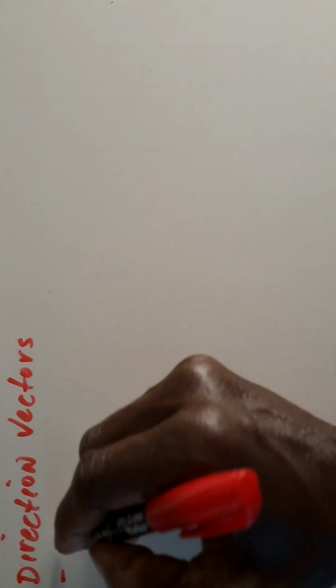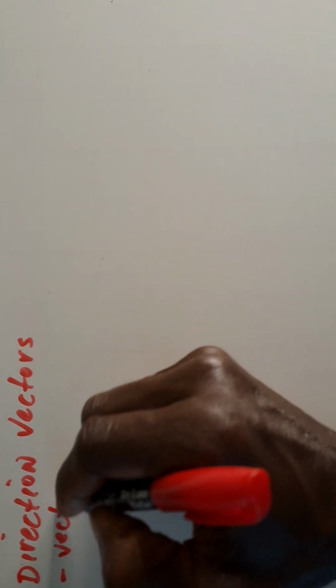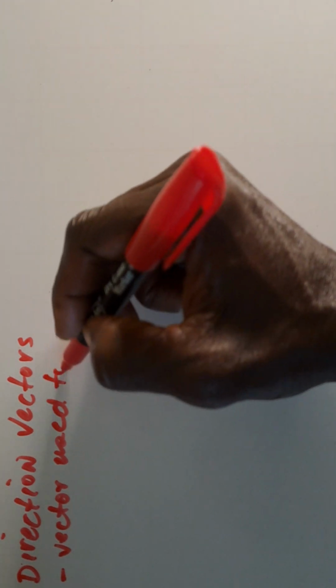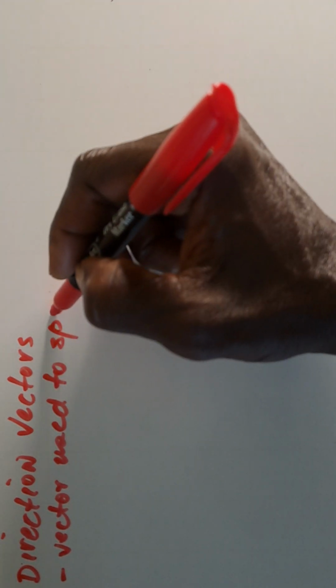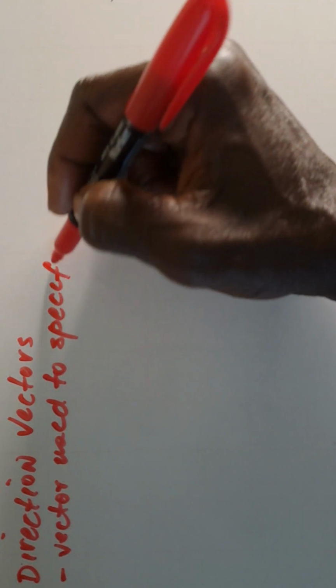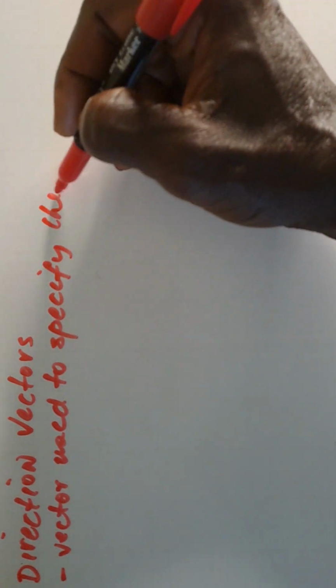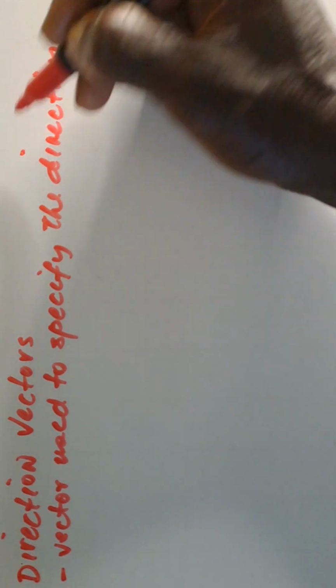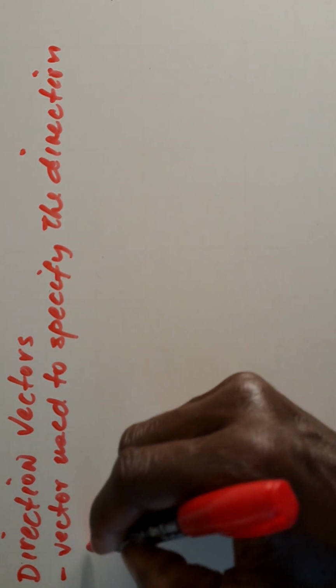Hi, this is about direction vectors. A direction vector is a vector used to specify the direction of another vector.